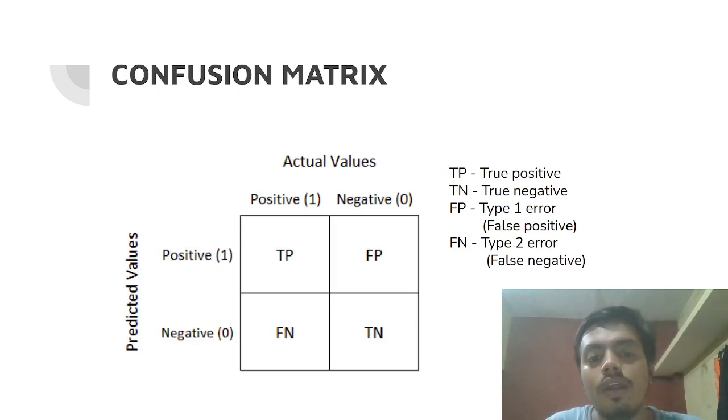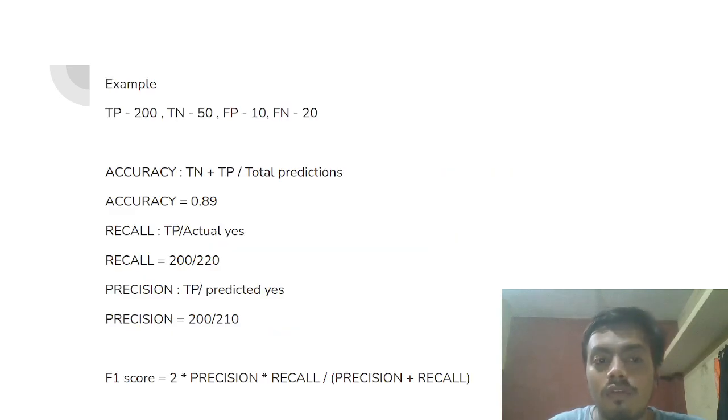Okay. Then from this TP, FP, FN and TN, you can derive lots of other formulas and combinations, like you have F1 score, precision, recall. For example, if you have TP as 200, TN as 50, FP as 10 and FN as 20, you can calculate the accuracy as TN plus TP upon the total predictions. The accuracy will be 0.89.